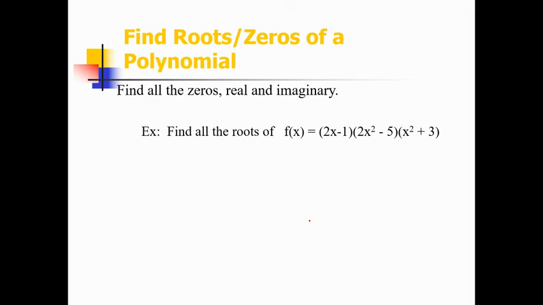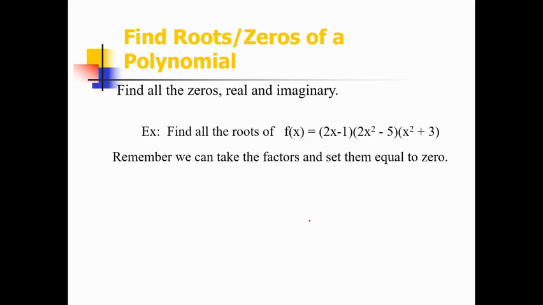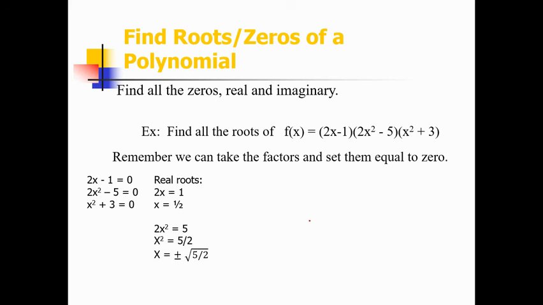Again, we're going to find all the roots of this function: 2x minus 1, then 2x squared minus 5, and then x squared plus 3. So remember, we can take the factors and set them equal to 0. This time, tell me, what is the 2x minus 1 going to become? And then we have 2x squared minus 5 equals 0. We have x squared plus 3 equals 0. Okay, so with our real roots, 2x is going to be equal to 1, so x is equal to a half. The 2x squared equals 5.